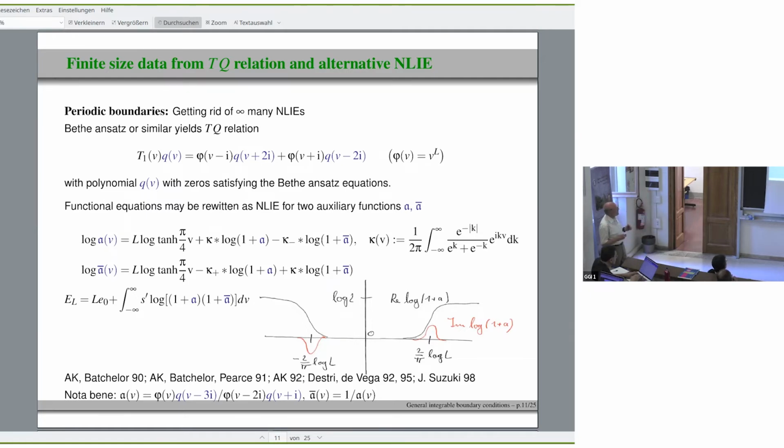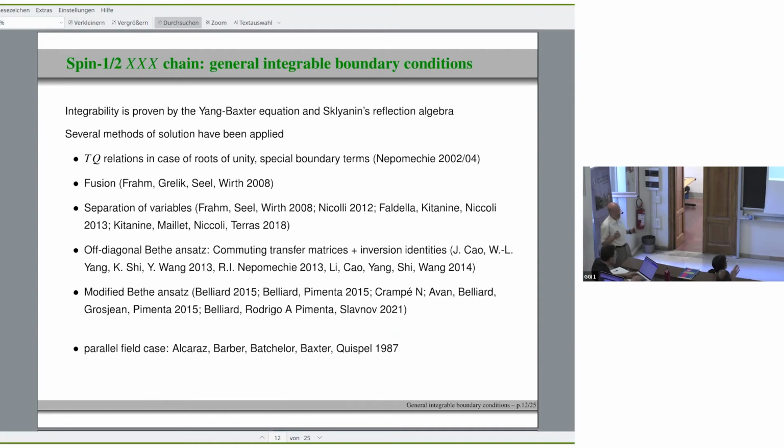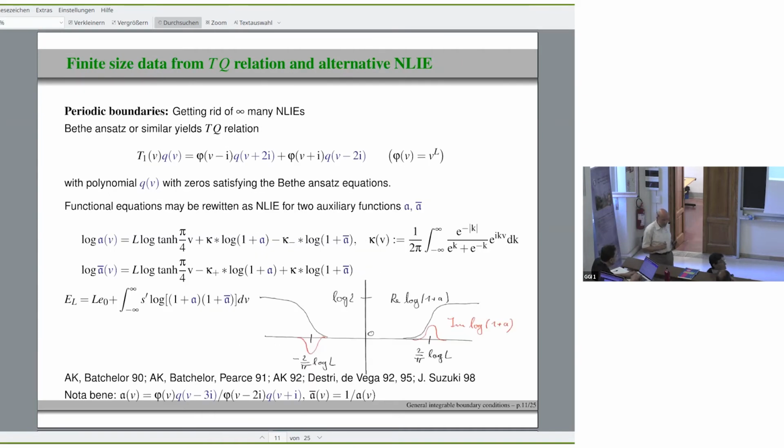So can this be applied to the, here in the bottom line. So little a is phi of v times q of v minus 3i divided by phi of v minus 2i times, still in the denominator, q of v plus i. Okay, it's just so to say left-hand side divided by right-hand side of the Bethe ansatz equations. But this is not always so that such constructions give good integral equations.